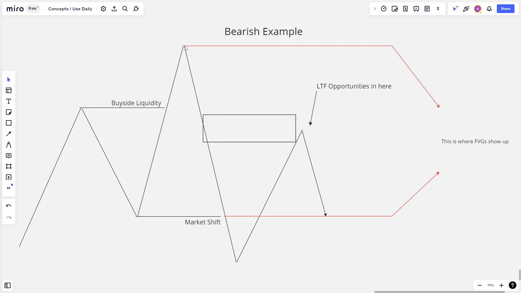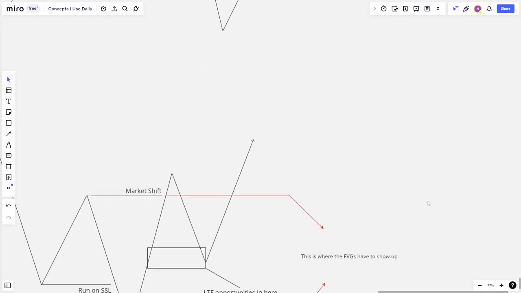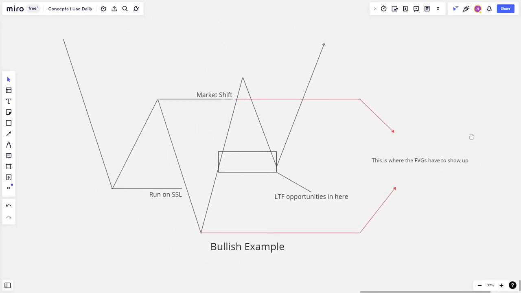Also keep in mind that from this high to this low, this is where we look for the fair value gaps, right? And on the bullish example, it's exactly the same thing. We need a run on sell side liquidity, aggression lower, well higher, market shift, retracement, fair value gap in the 5 or 15 minute, and lower time frame opportunities. And from this low to this high, right, is where the fair value gaps have to show up.